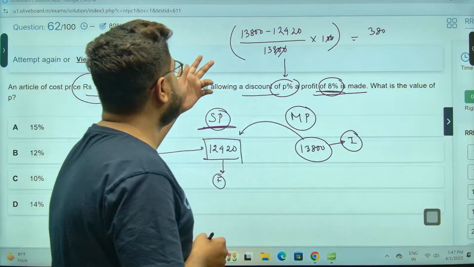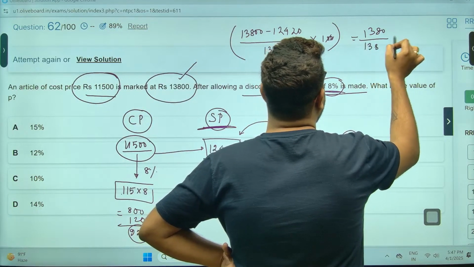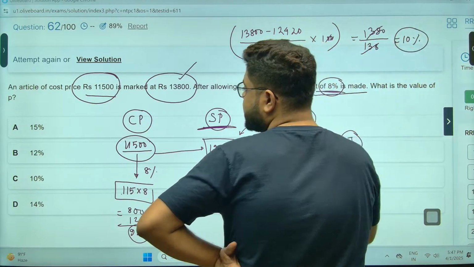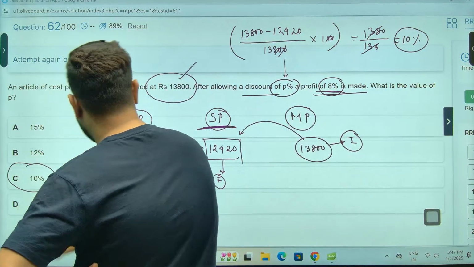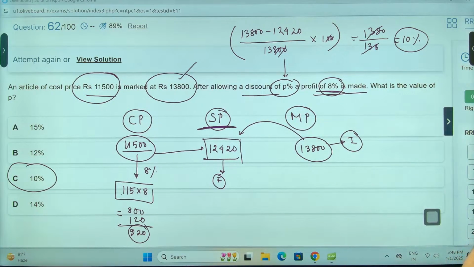So 1,380 by 138, and the zeros are gone. So 10% is the answer, sir. 10% is the answer. Option C, sir. I do not need any formula.